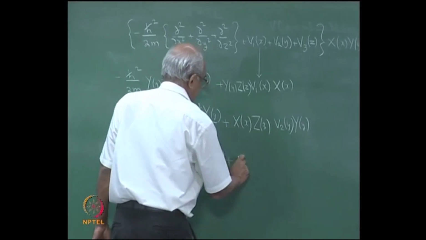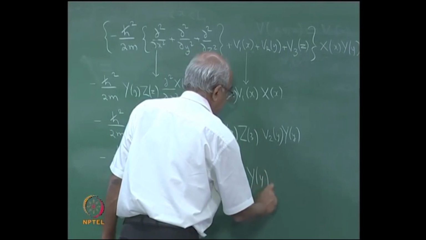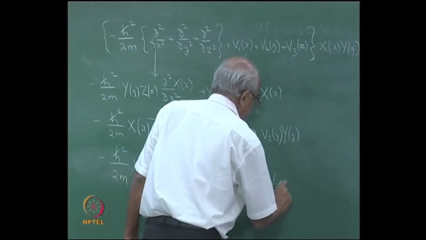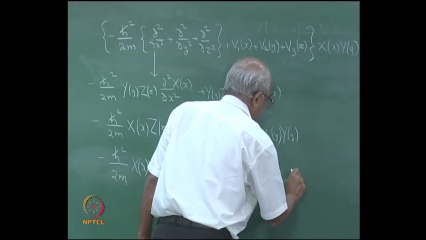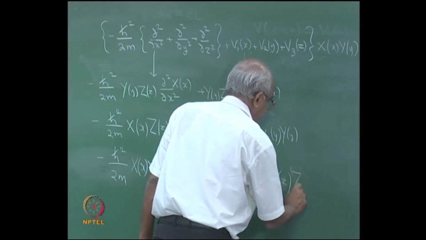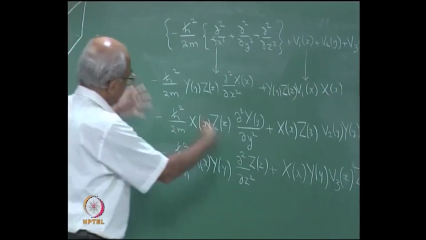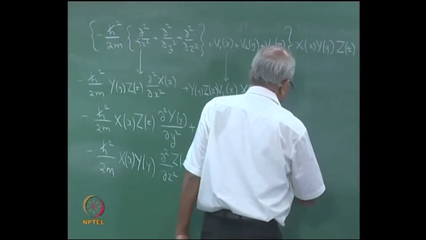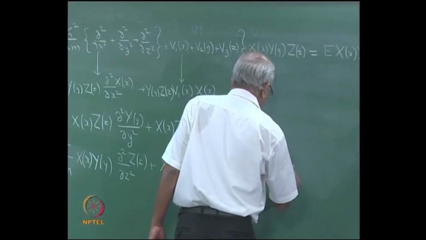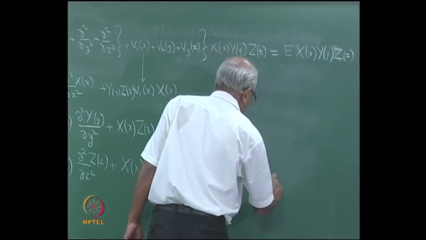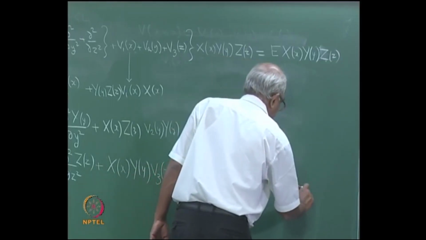plus capital X of x, capital Y of y, V3 of z, capital Z of z, and this whole thing must be equal to the right hand side, which actually is equal to E times capital X of x, capital Y of y, capital Z of z.